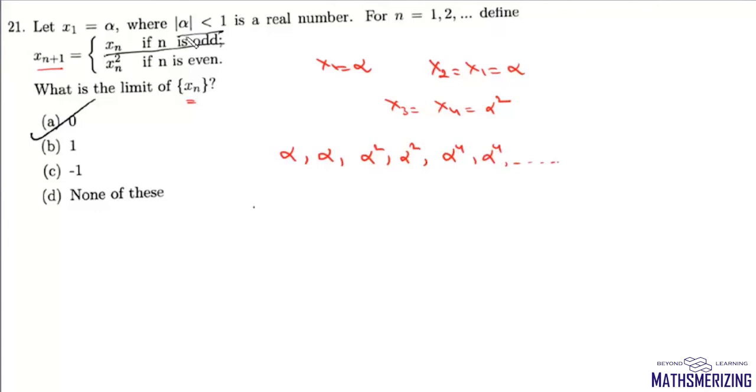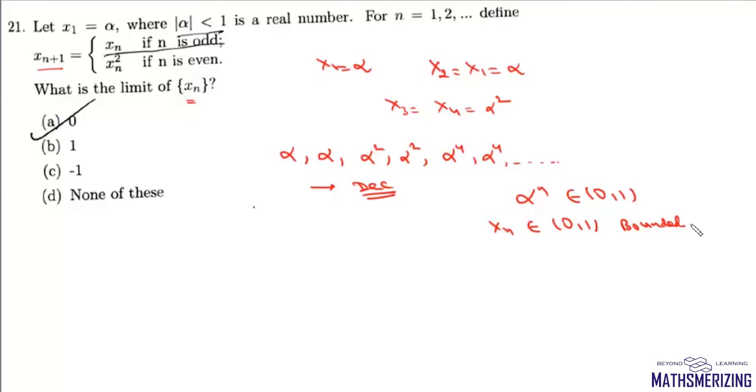And since alpha lies between -1 and +1, this sequence is a decreasing sequence. So this sequence is decreasing, and alpha to the power n will lie between 0 and 1. So any xn will lie between 0 and 1. So this sequence is decreasing and it is bounded. Now since the sequence is decreasing and bounded, it is a convergent sequence.